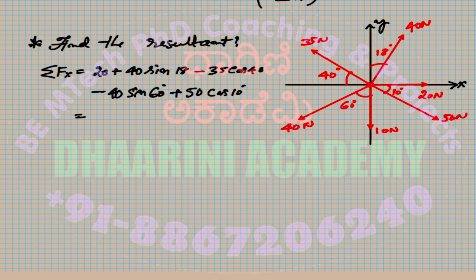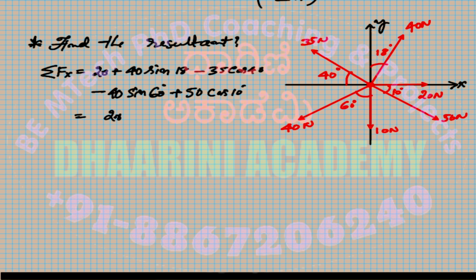So this is equal to 20.148 Newton. All right, let's try to write the summation of Fy, all the forces along the y-axis, right? So we'll start with the 20 Newton. 20 Newton is completely along the x-axis, which means no component along y. You don't have to write.